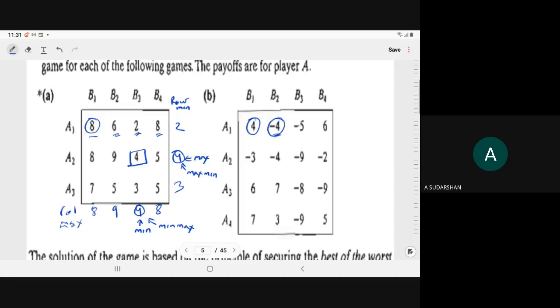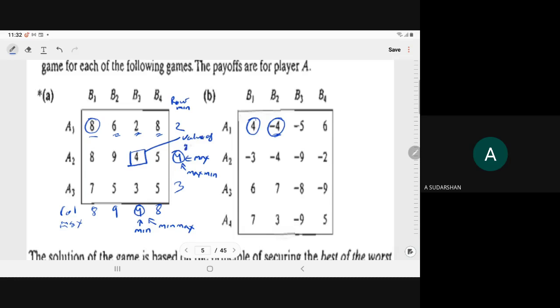Saddle point is 2 comma 3, meaning if player A uses the second strategy and player B uses the third strategy, then the value of the game will be 4. 4 means player A will win by 4 points. If player A uses any other strategy other than alternative 2, then definitely the value of the game will reduce. If player B uses a different strategy other than strategy 3, then definitely the value of the game will increase, right? Then player A will win by more points. Clear this part?